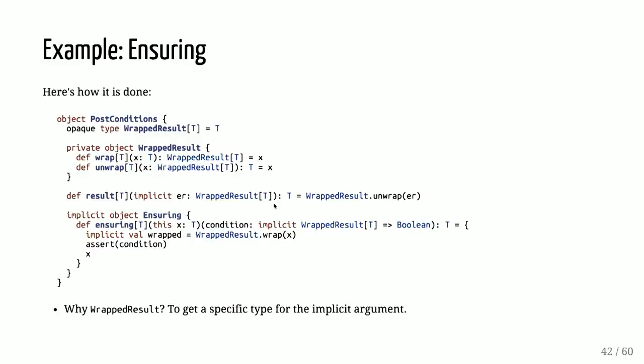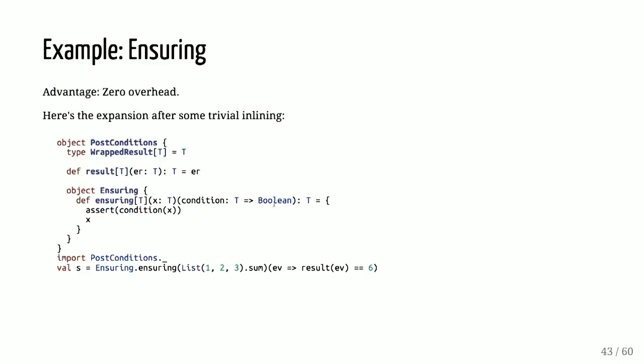OK, so the wrapped result implicit here is basically so that I can have a specific type that means results. But I don't want to pay for it. I don't want to box it. Now the idea is I don't need to do that because it's an opaque type. Wrapped result of T is T. And here's my wrap and my unwrap method, so I can go back and forth. But in the end, all these things will compile away. I mean, it's just a type alias. So the advantage here, it's absolutely zero overhead.